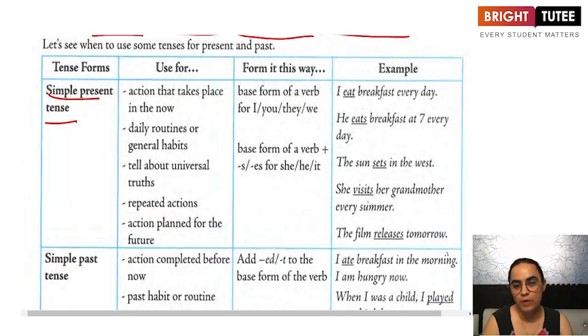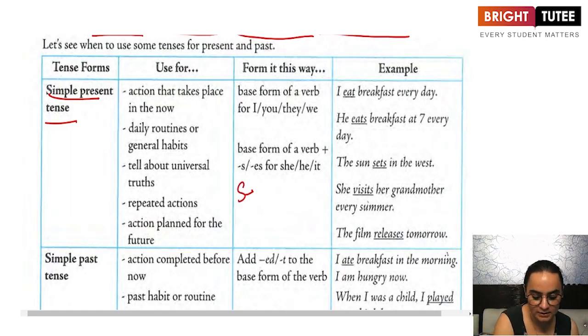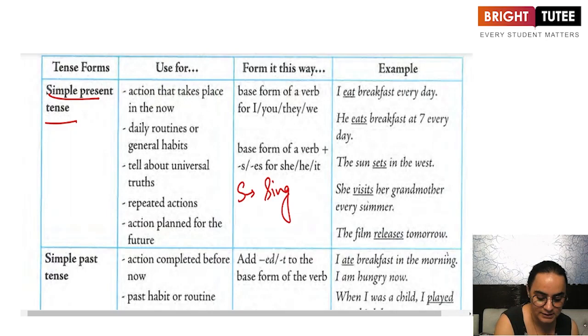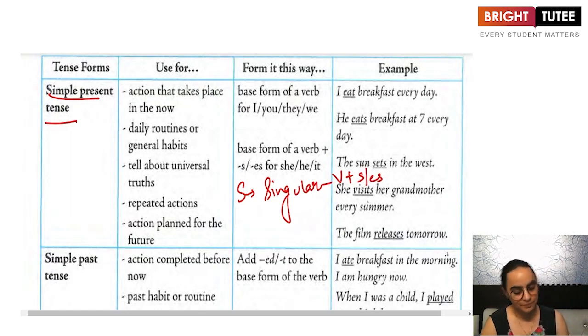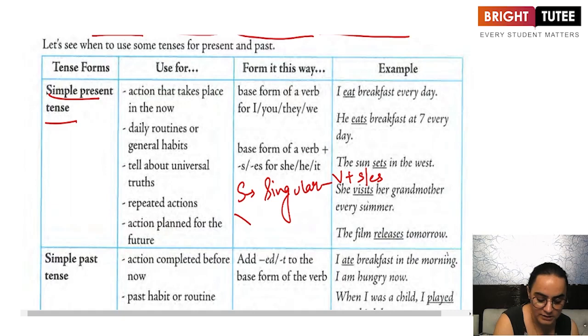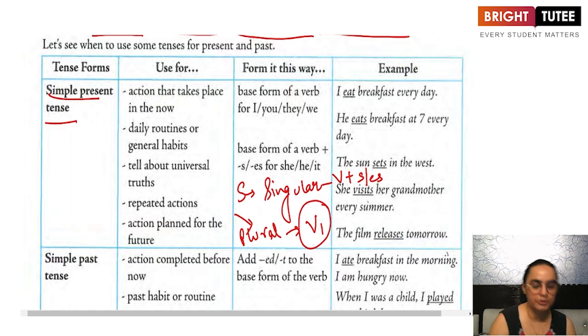Now, one thing that you have to remember about the simple present tense is, if my subject in the simple present tense is singular, my verb will have either S or an ES at the end of it. And if my subject is plural, then my verb will only be written in its original base form. So this is the rule that we need to remember with respect to the formation of a simple present tense.